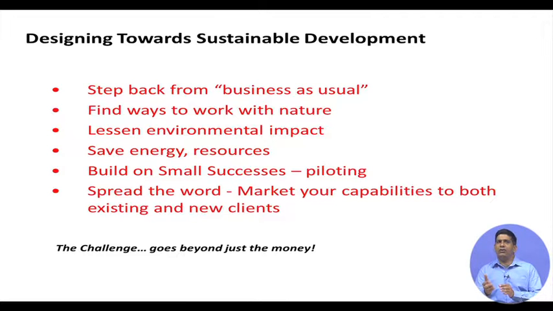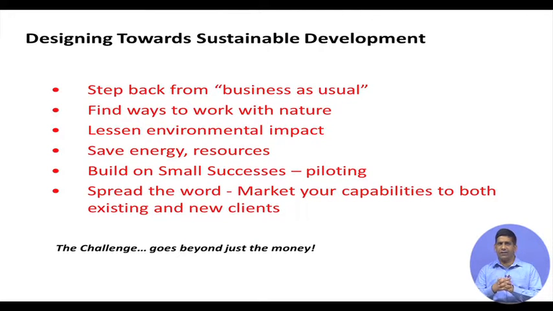So the challenge here is you have to go beyond just the money. It's not only the money which is important. You have to go beyond the money to work with nature, to lessen the environmental impact, save energy resources, and build on small successes. When we talk about them, they may not seem that challenging, at least to people who are not aware of this field. But each one of them actually requires lots of effort to make something happen in this particular area.